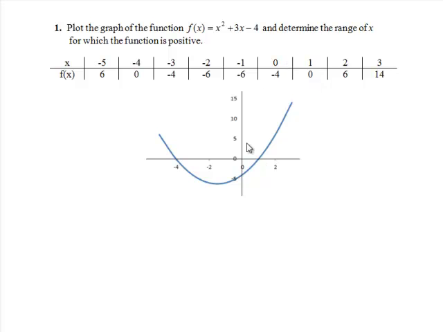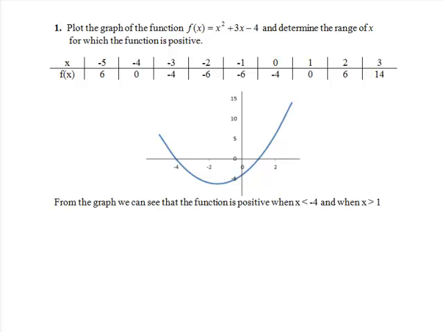And then finally the question says determine the range of values, the range of x for which the function is positive. Well, it's positive everywhere up there and positive everywhere up there. So that means it's positive when x is less than 4 and when x is greater than 1. Okay, so when x is less than 4 and when x is greater than 1.